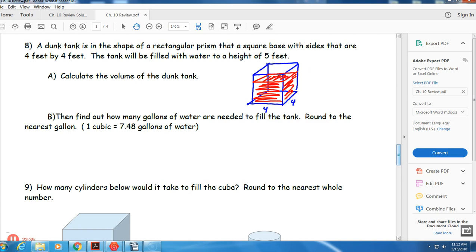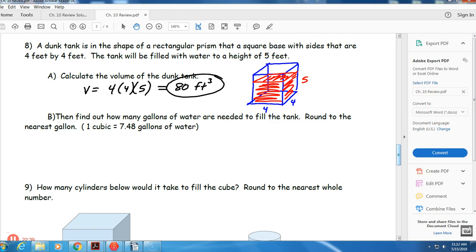And it says calculate the volume of the dunk tank. So it's just a box. So the volume is, and maybe it was all the way up to 5, I don't know, but length times width times height, that's the only number I have. So that comes out to be 80 feet cubed. So 80 milk crates, roughly, could be stacked in there.